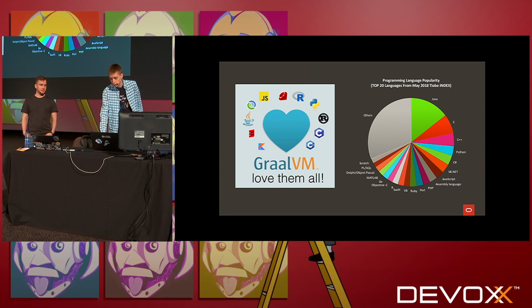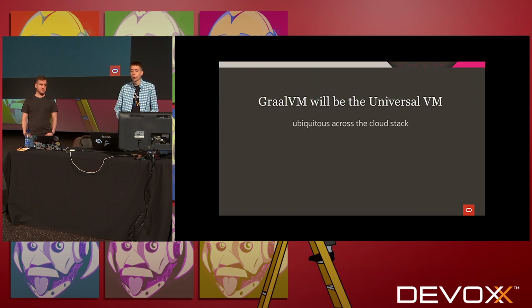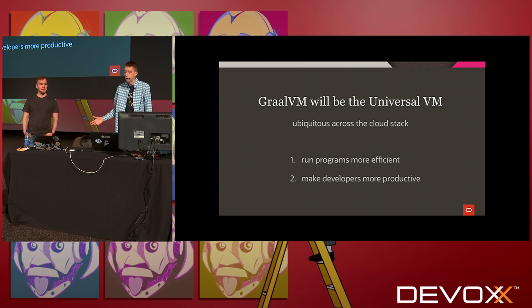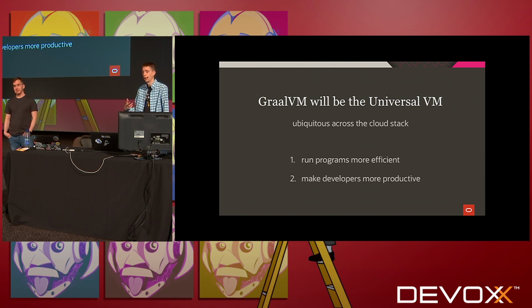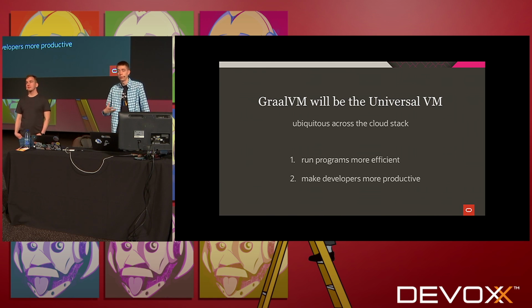So the goal for us is that Graal is going to be the universal virtual machine that you will be able to use everywhere in the cloud stack to run various languages, not just JVM-based languages, but others as well. And we have two goals here. One is we want to run programs more efficiently, using fewer CPU cycles, less memory, and fewer resources to achieve the same task.